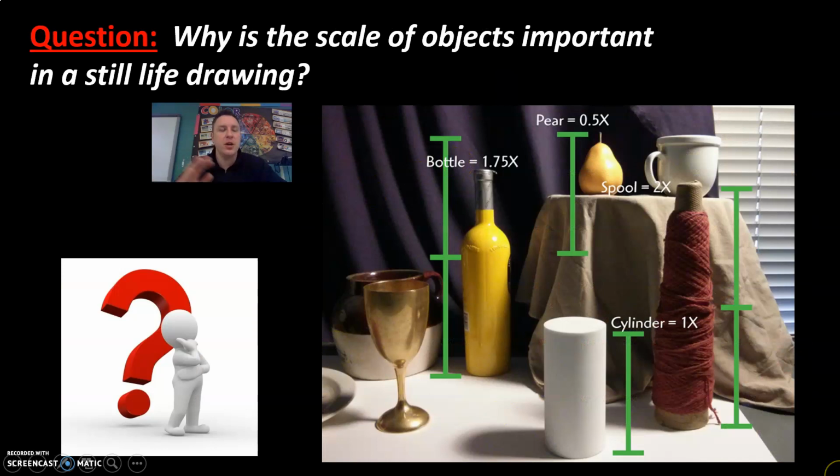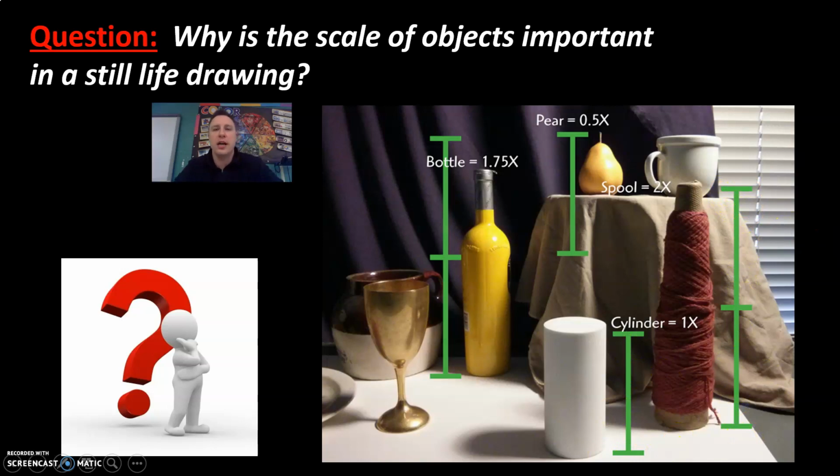All right, anyway, so your follow-up question is, why is the scale of objects important in a still life drawing? Why are we even talking about this at all? And the answer to this question is that, as it's noted in this photograph, you can see these green markings to measure the scale.